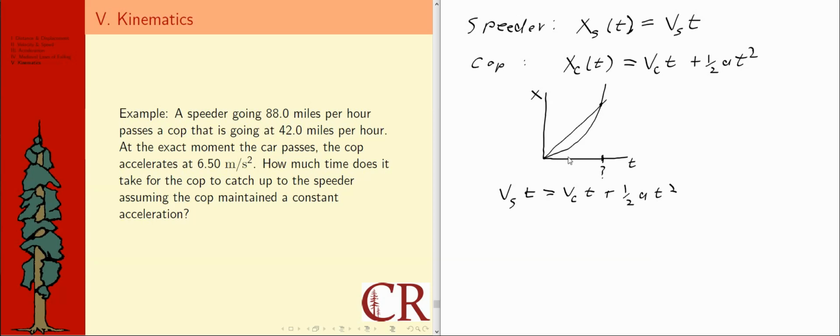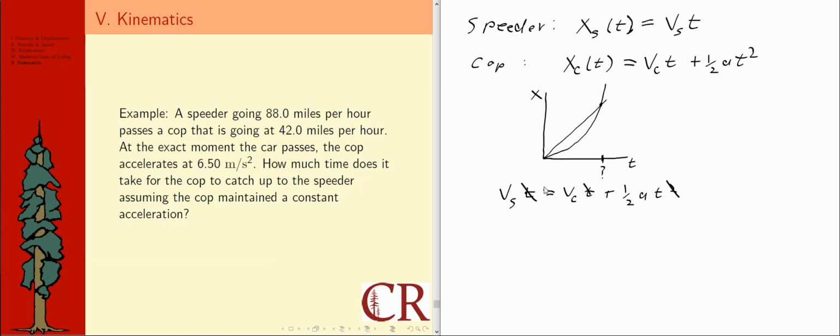And I'm looking for the non-zero time. Clearly the two graphs intersect at t equals 0 because that's when the speeder first passed the cop, but I'm more interested in the point where the cop retakes the speeder. So I'm just going to cancel off that time. You're normally not allowed to do that if t is equal to 0 because you'd be dividing by 0, but in this case, that is okay.